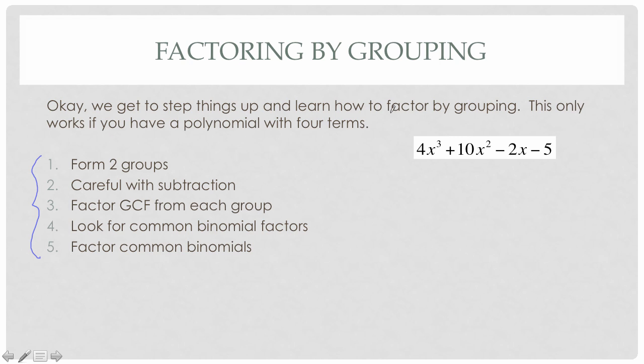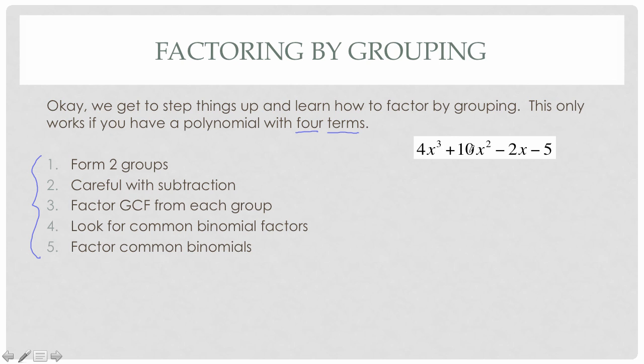First of all, factoring by grouping, this particular method only works if you have 4 terms. If I'm grouping, I need to have 2 groups of 2. If I have an odd number, like a trinomial, it's not going to work because I can't get 2 groups of 2. So it only works if you have 4 terms. So let's start with number 1. We're going to form our 2 groups.